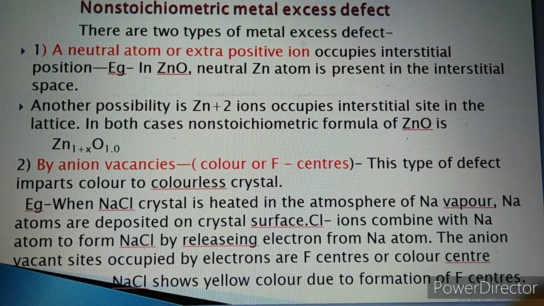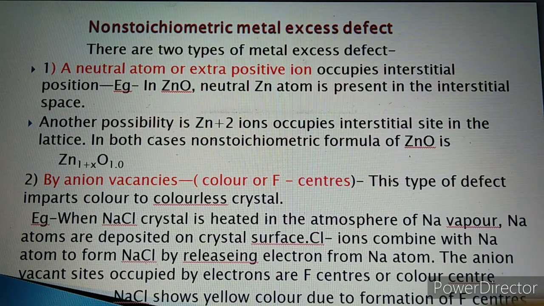For example, when an NaCl crystal is heated in an atmosphere of sodium vapor, Na atoms are deposited on the crystal surface. See, in anion vacancies, the Cl- ion combines with the Na atom to form NaCl by releasing an electron from the sodium atom. The anion vacant site occupied by the electrons is the F center or color center.